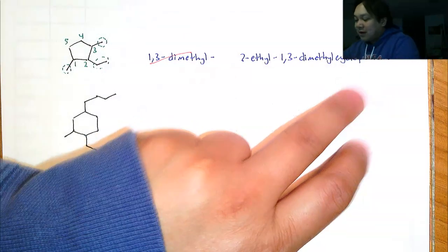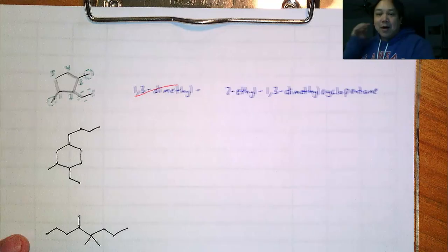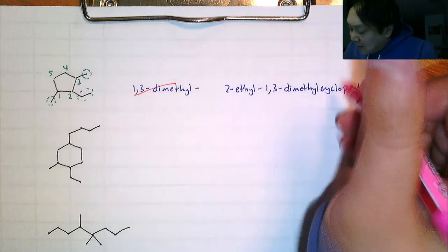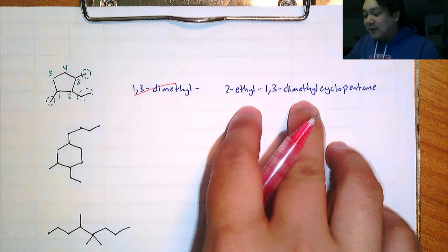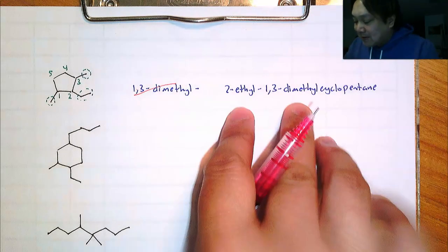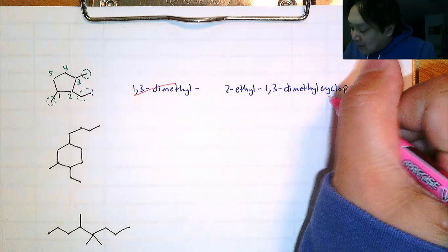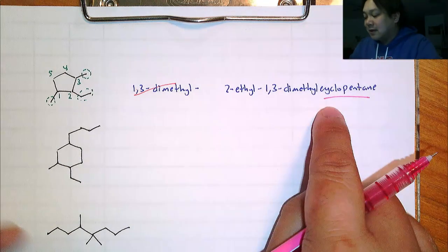Don't forget the cyclopentane. I'm not sure why, but that's a common mistake: people are so concerned about their substituents and the numbering and the alphabetizing that they tend to forget the cyclo. So the parent is cyclopentane.